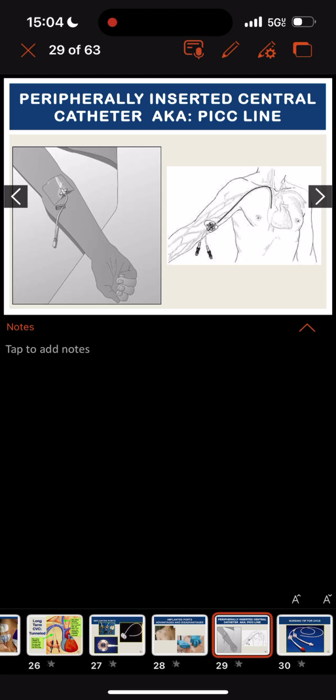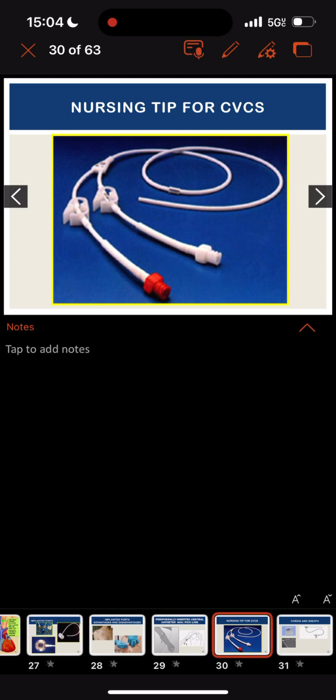Always know the size of your PICC line. If you need to draw blood, if you have a central line that has different ports, like this central line here, it has a red port and a white port. It's always good to know that the red port is your bigger lumen. Therefore, if I'm giving medication and I need to draw blood, I'm probably going to draw my blood from the red lumen. That way, I don't clot the line.